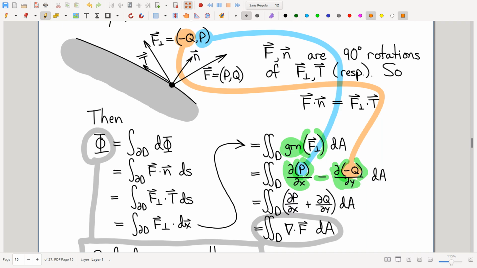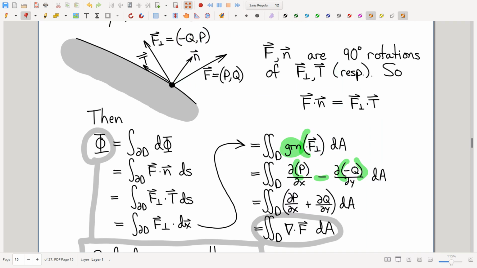All right. And then you move around some minus signs and so on. And what we find pretty quickly is that we have, in fact, a double integral of dP dx plus dQ dy, and that, in fact, is our definition of two-dimensional divergence that we saw back in Chapter 3.